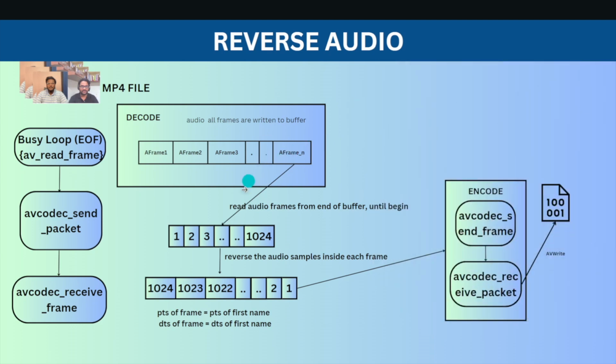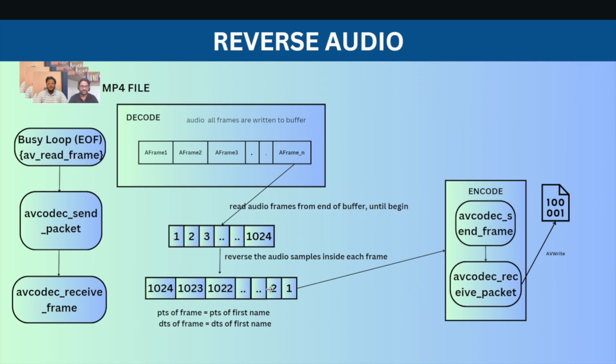So that's what I mentioned here. First you need to read the audio frames from the end of the buffer, and that particular audio frame has 1024 samples, and then you reverse the audio samples inside each frame, like okay, this goes here, 1023, like that. So now this is my new, reversed frame of audio. So you read from the back of the buffer, and within that frame you need to reverse the samples again. So we need to do two reverses: read from the back of the buffer, and at the same time reverse the samples inside.